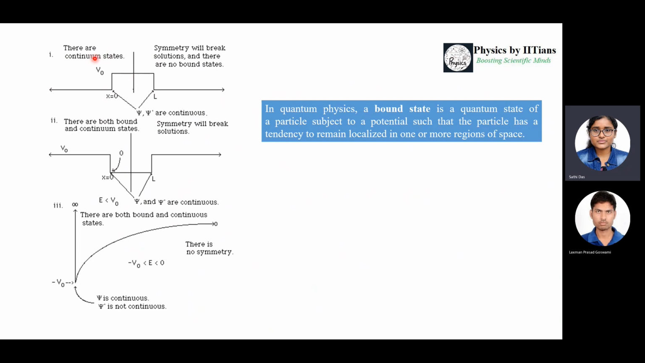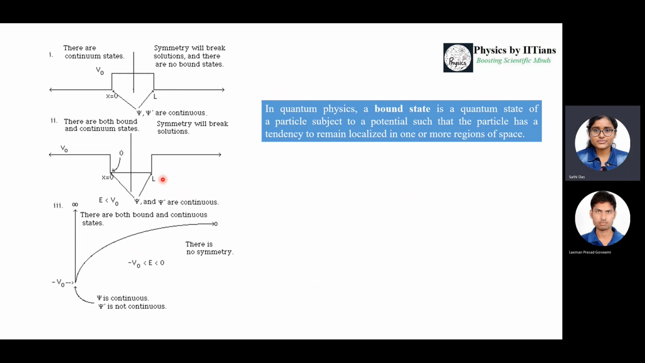And also there are continuous states, and the boundary condition you have, that is psi and psi prime, that is del psi del x, should be continuous at this boundary x equals 0 and x equals L. So the boundary condition is that del psi del x should be continuous and psi should be continuous. It is very important to get a well behaved function.